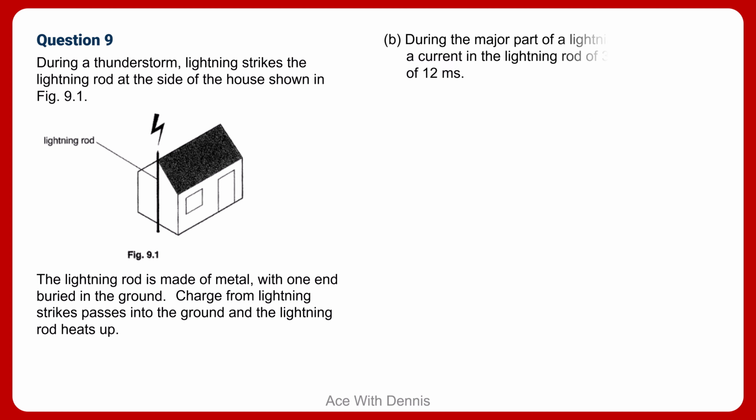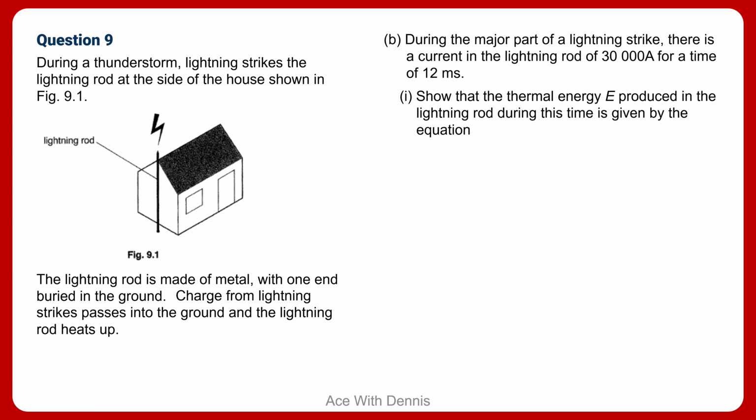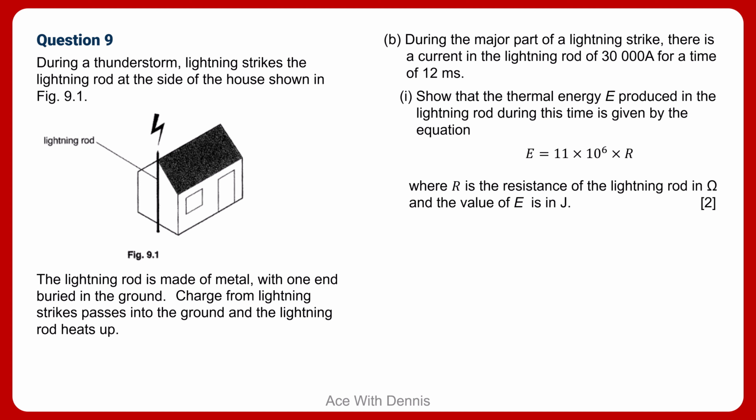B. During the major part of a lightning strike, there is a current in the lightning rod of 30,000 amps for a time of 12 milliseconds. Part 1. Show that the thermal energy E produced in the lightning rod during this time is given by the equation E equals 11 times 10 to the power 6 times R, where R is the resistance of the lightning rod in ohms and the value of E is in joules.